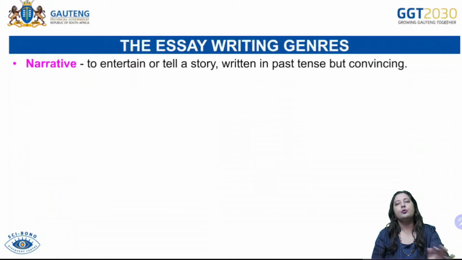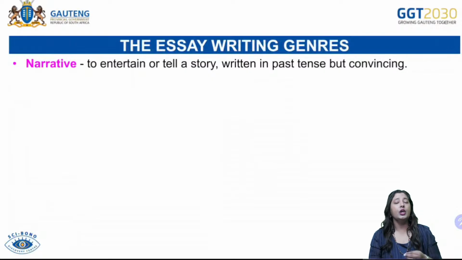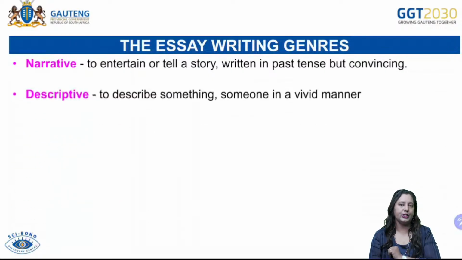The first one, which is the easiest one to work with grade 12s, is the narrative genre, because there you get to entertain me as a reader. You can write a story which can be written in the past tense, for example, and it can be very convincing. So you can create a whole different scenario that no one's ever thought about. And as long as you can convince me that it is actually possible or it makes sense, you're well on your way to achieve the marks.